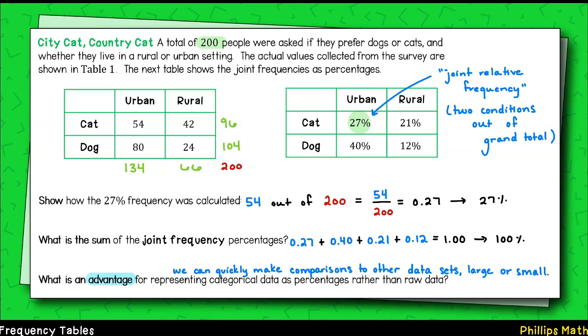The major advantage for converting our frequencies to percentages is that we can now make comparisons between two or more data sets, regardless of whether they are large or small data sets. When our results are listed as numbers, we have to consider the sample size to interpret the values.